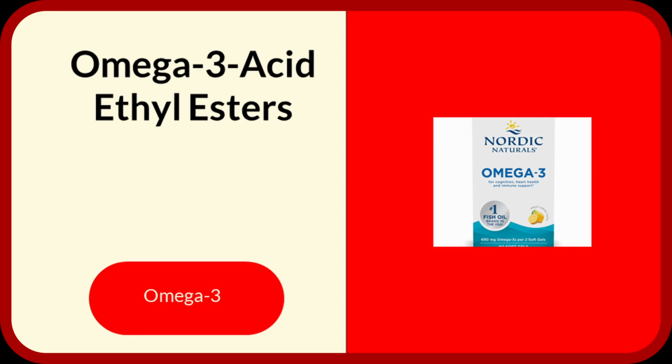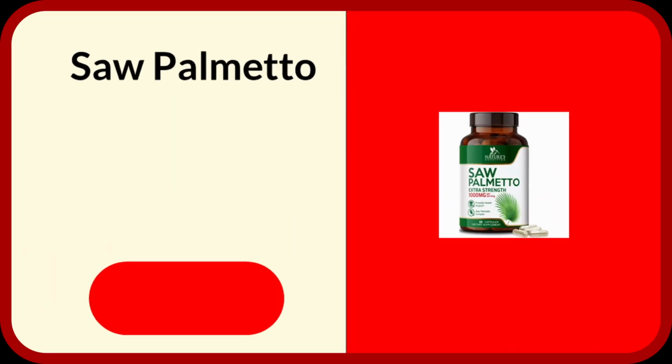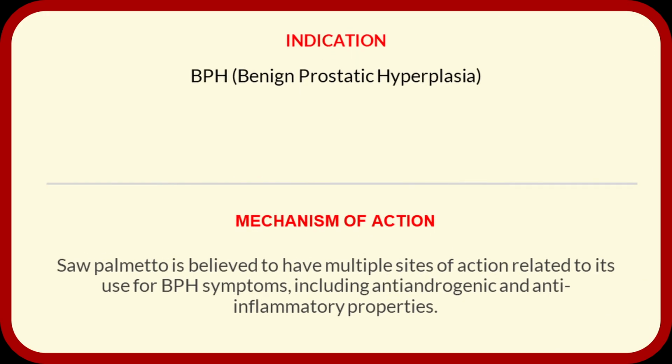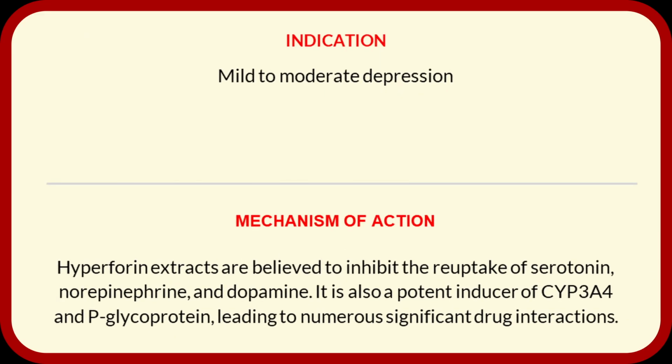Omega-3 acid ethyl esters, known as omega-3, are used for hypertriglyceridemia and as a dietary supplement. Potential mechanisms of action include inhibition of acyl CoA 2-DAG acyltransferase, decreased lipogenesis in the liver, and increased plasma lipoprotein lipase activity. Saw palmetto is used for benign prostatic hyperplasia. Saw palmetto is believed to have multiple sites of action related to its use for BPH symptoms, including anti-androgenic and anti-inflammatory properties. St. John's wort, or Hypericum perforatum, is used for mild to moderate depression.